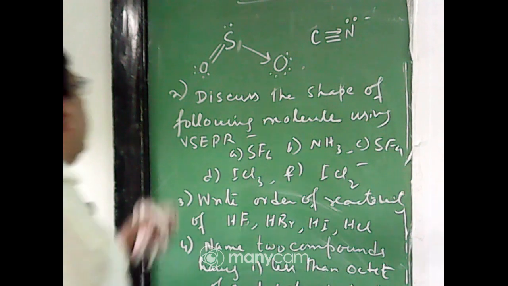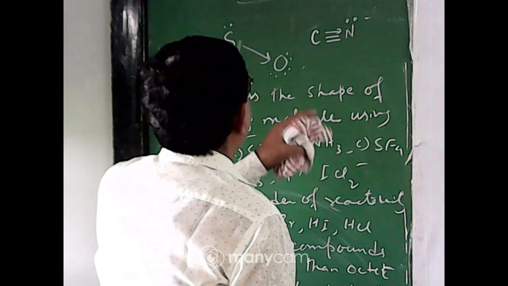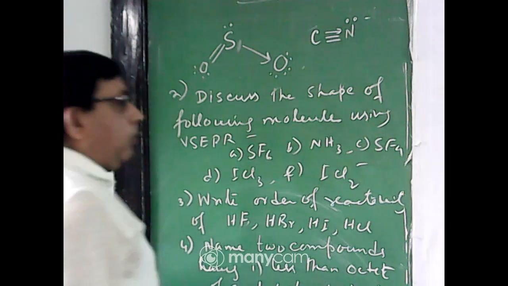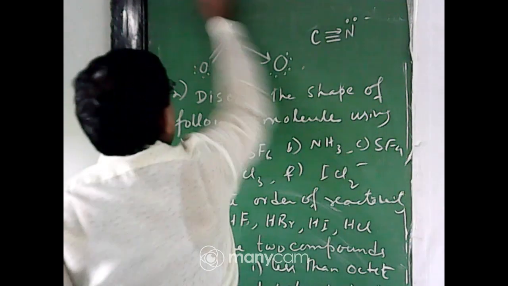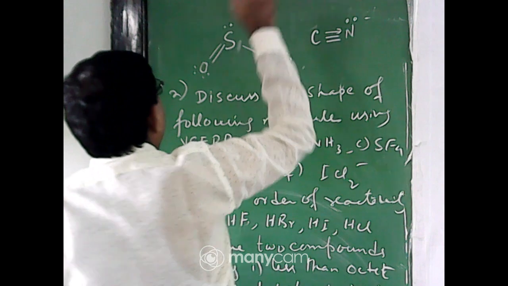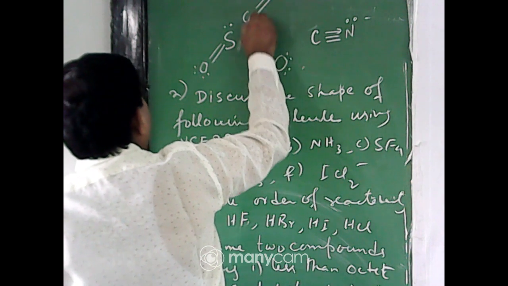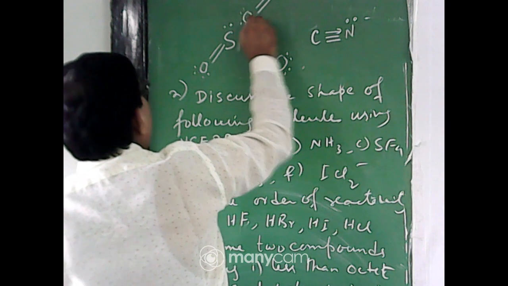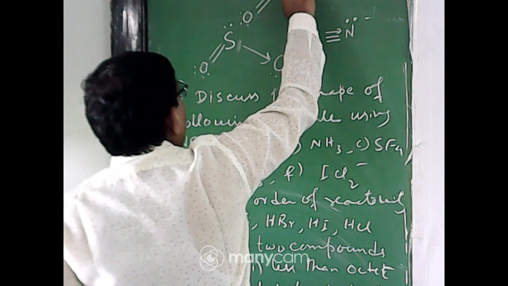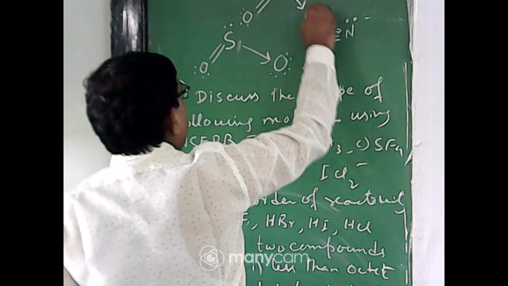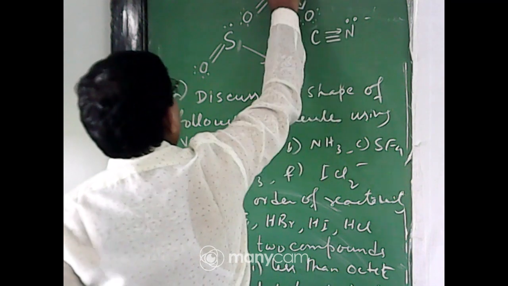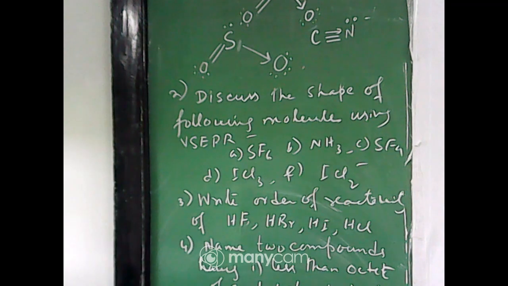Now another, O3. What will be the structure of O3? Lewis dot structure. See this: the central oxygen atom has 6 valence electrons. 2 valence electrons form 2 covalent bonds with another 2 oxygen atoms, and this oxygen's lone pair is donated to the third oxygen atom. This is the lone pair. This is the Lewis dot structure of the O3 molecule. Okay.